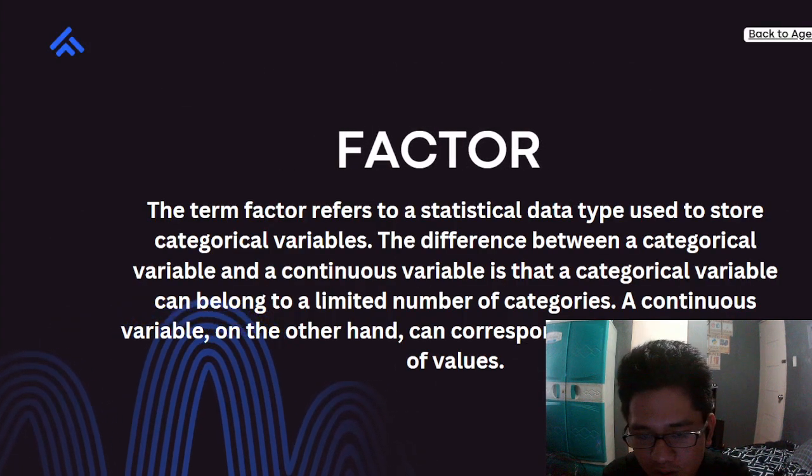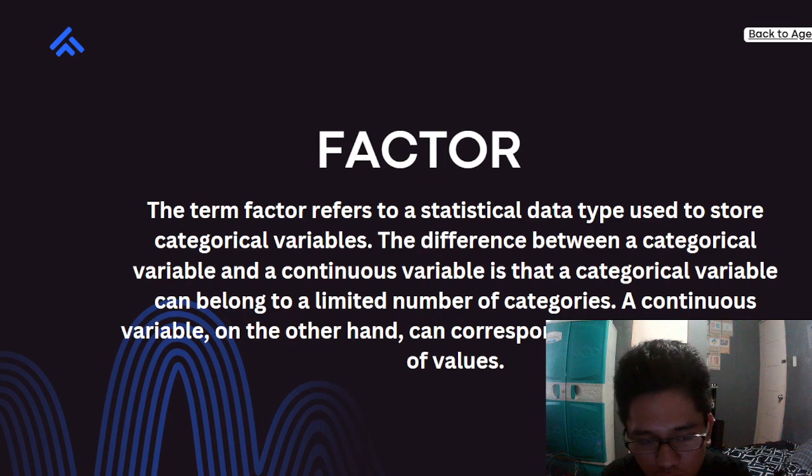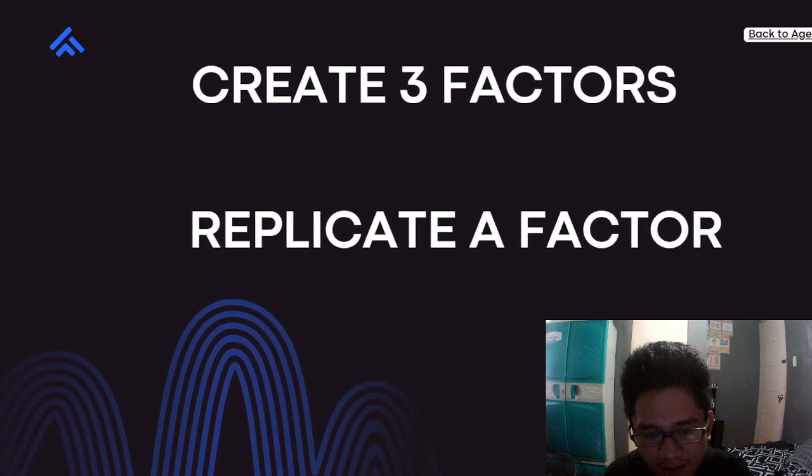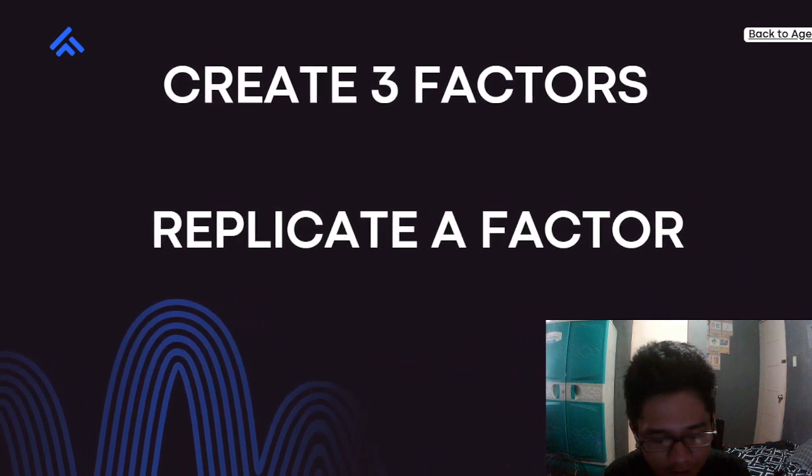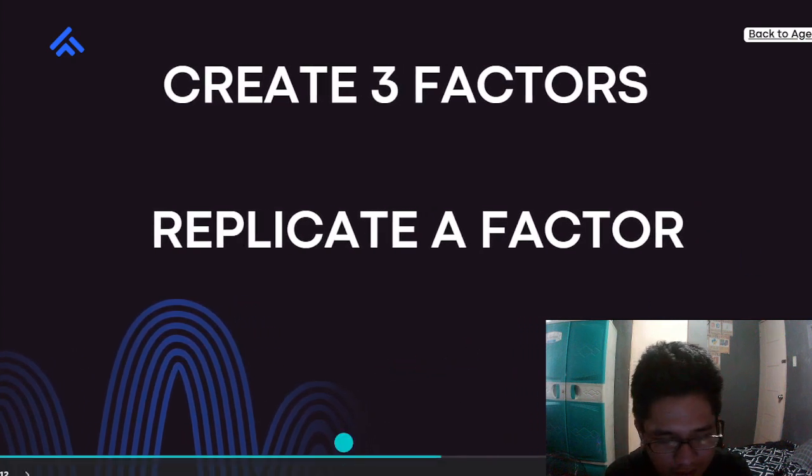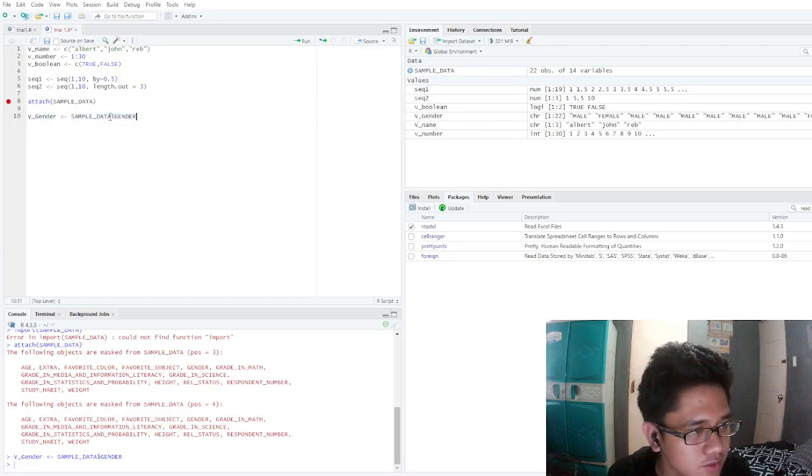The term factor refers to a statistical data type used to store categorical variables. The difference between a categorical variable and a continuous variable is that a categorical variable can belong to a limited number of categories. A continuous variable, on the other hand, can correspond to an infinite number of values. So the factor activities we're going to do are to create 3 factors, then replicate a factor. So let's tune into RStudio.